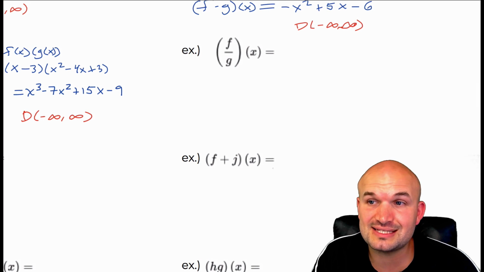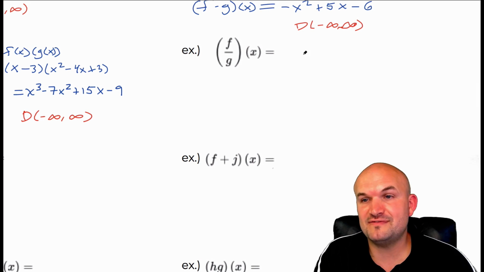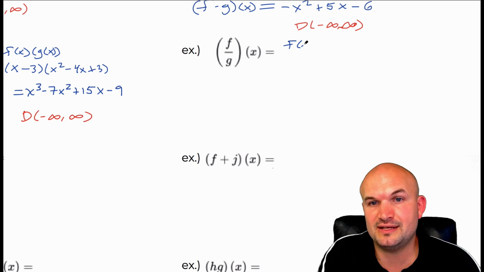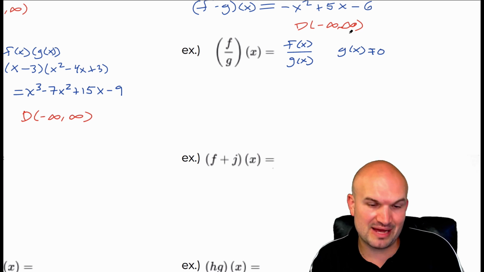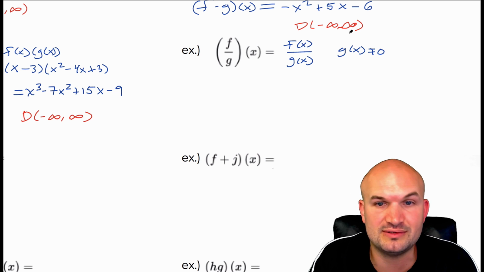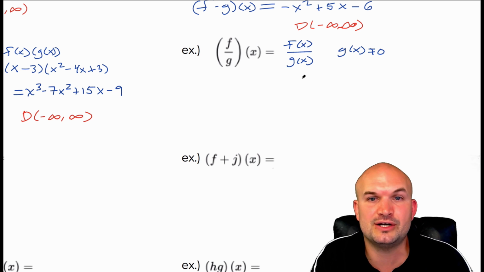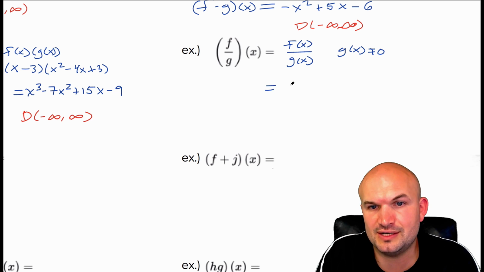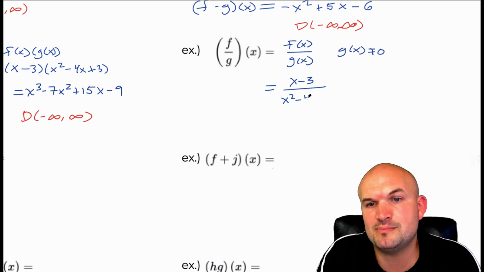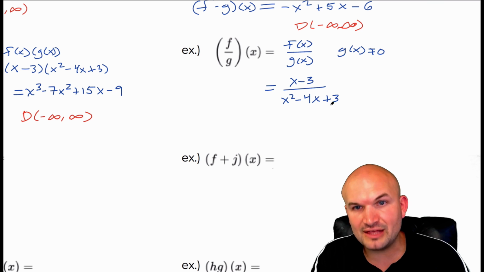All right, now, in this last example here, I have f divided by g of x, which is basically, again, saying f of x divided by g of x. But remember, g of x cannot equal 0. So by doing division, I'm now bringing in a new constraint: the value of my function in the denominator cannot be 0. So by rewriting this here, I'm going to have x minus 3 divided by x squared minus 4x plus 3. So now I need to determine what values make this zero?